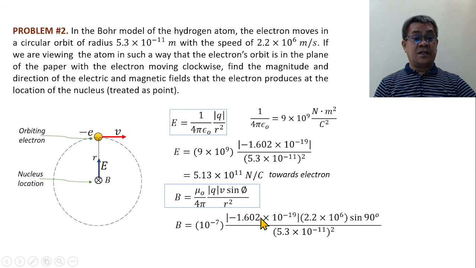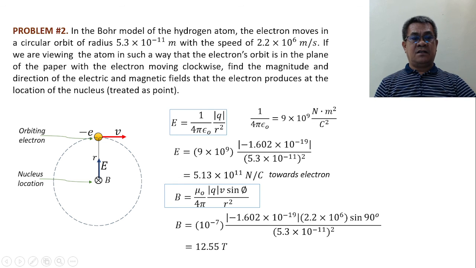1.602 times 10 to the negative 19 for the charge of the electron. Of course, take the absolute value, so disregard the sign. 2.2 times 10 raised to 6 is the velocity. You can ignore the units because they are already consistent. Divide by r, which is also given in the problem. Then take the square of that, because this is according to the formula. Then simplify, and the answer is 12.55 Tesla. So these are the two answers, the electric field and the magnetic field.